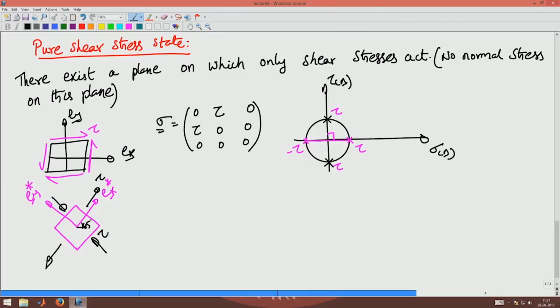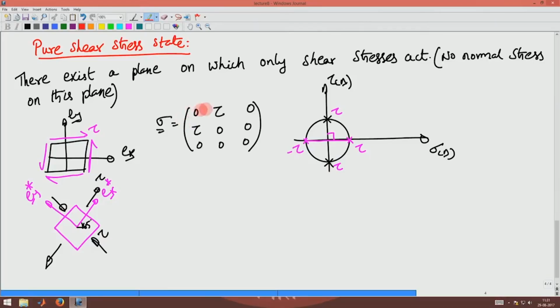Okay. So, there will be equal magnitude of tension and compression coming in this stress state, which is a pure stress state in a 45 degree plane to the coordinate system in which the stress tensor had a representation similar to this. Okay. So, another representation of this stress tensor is tau 0 0, 0 minus tau 0, 0 0 0.